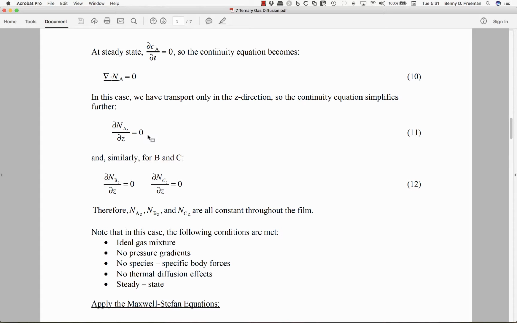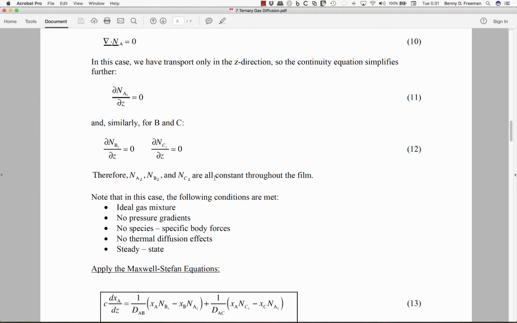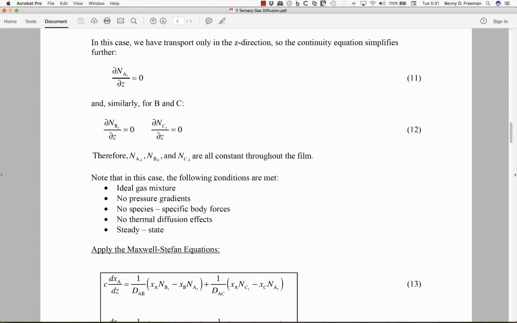And you can go through similar logic for components B and C. I won't belabor that here, but you get to exactly the same result. That is that the derivatives of the flux of B and C with respect to z are equal to 0. And this means that the fluxes of A, B, and C are all constant throughout the gas film, and that's the domain over which we're solving this problem.